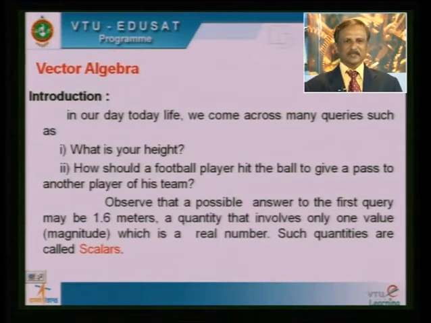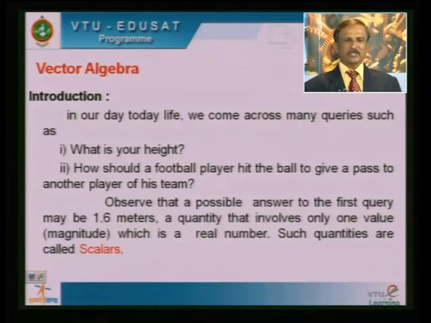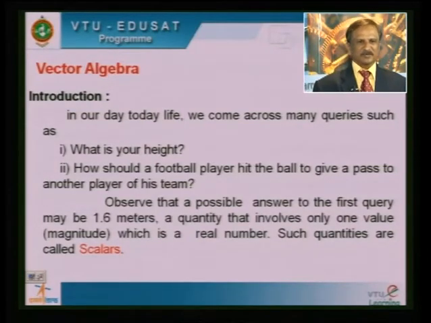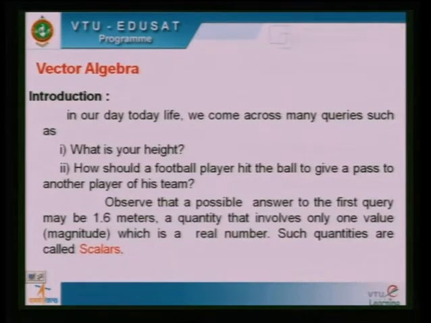So the first question is, what is your height? Observe that a possible answer to the first query may be 1.6 meters. Someone may say 1.6, 1.2 or 1.67, etc. A query that involves only one value, namely magnitude, which is a real number. Such quantities are called scalars. You can write any number, 5, 6, 7, 8, etc. All those numbers are real numbers, so you may call them scalars. Friends, I hope now you are able to understand the meaning of scalars.